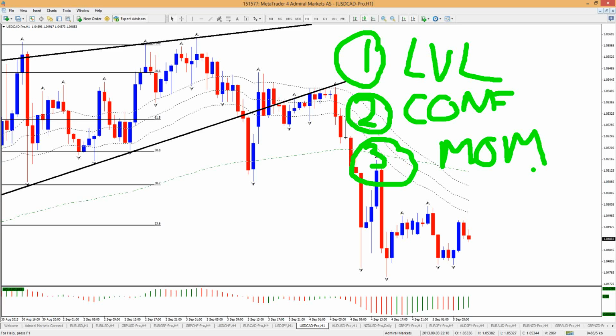So, level trading is more difficult. That's like trying to jump on a train when it's moving 200 kilometers an hour. The confirmation is easier because you know already that the train is slowing down or picking up speed. So it's more like jumping on the train when it's like 40. Momentum is the easiest because it's already a confirmation that the train has stopped and the train is going back in your direction.